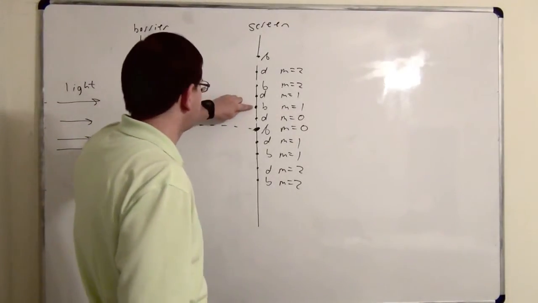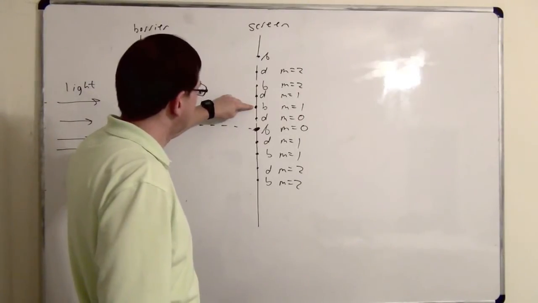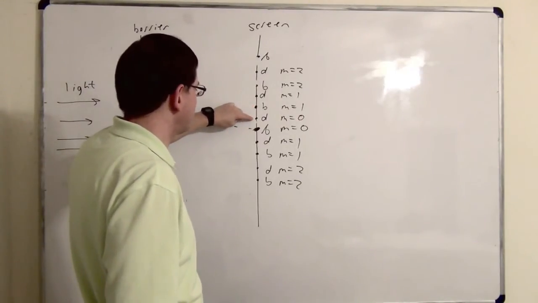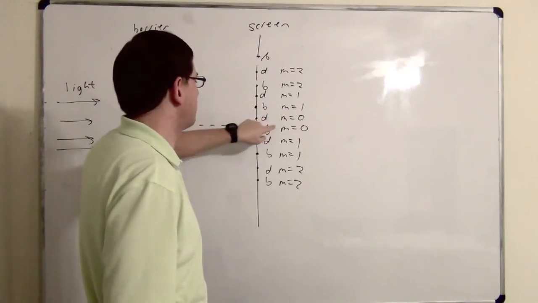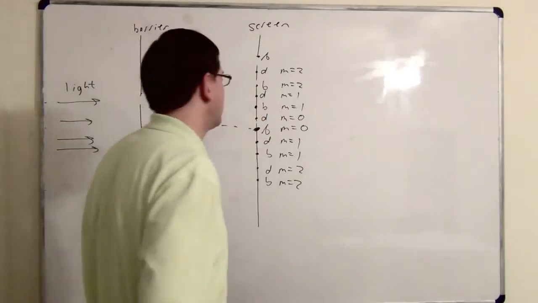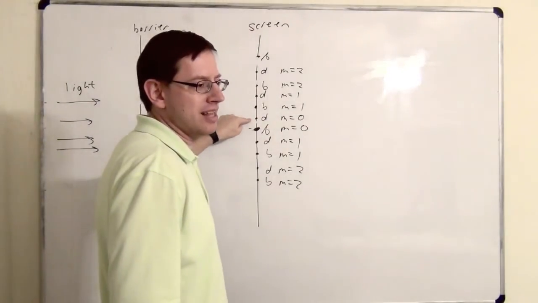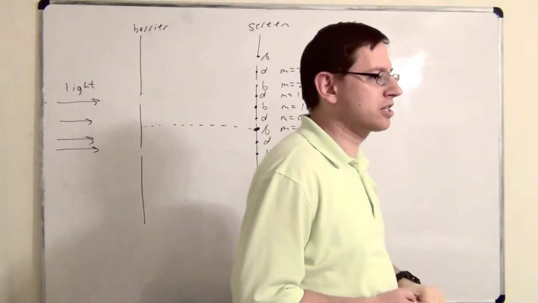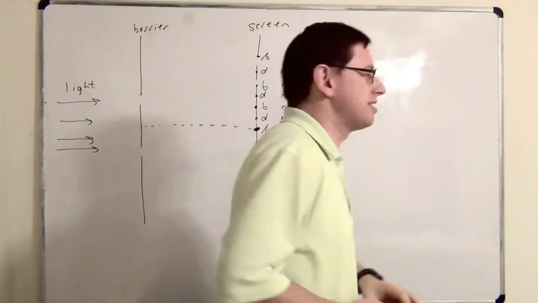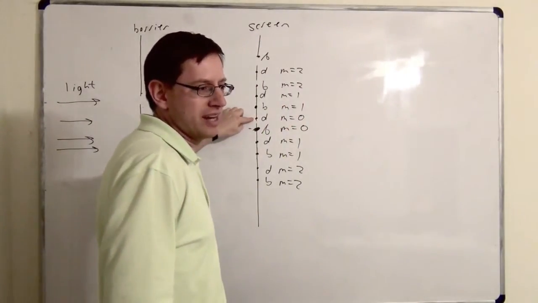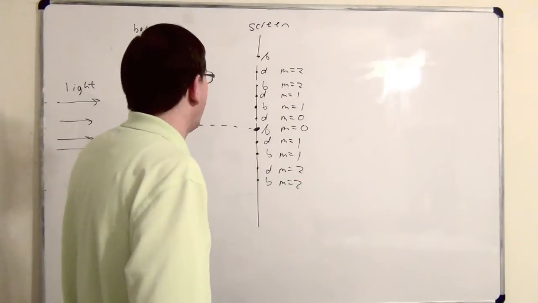Would you agree this is the first bright spot above the center? Yes. And what's its m? 1. Would you agree this is the first dark spot above the center? Yes. But what's its m? 0. So do you see how people could get confused by that? Notice the first dark spot does not have an m of 1. If someone was in a hurry and they said, focus on the first dark spot above the center, it would be natural to say, oh, m is 1, because the number first was in the sentence. But when you actually draw the picture, it doesn't work out that way. So that's something to watch out for.